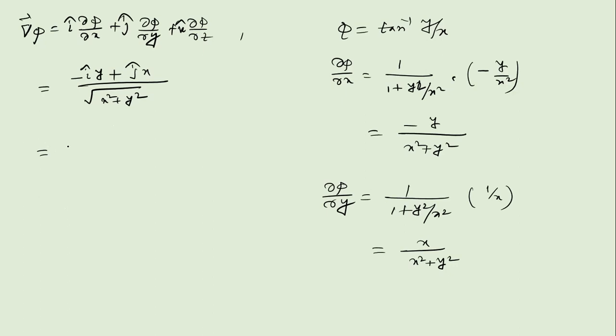Put the value in r theta terms, so this will be minus sin phi i cap plus cos phi j cap, divided by r sin theta. Put the value in terms of r, theta, phi, and you will get this answer. I think it's clear.